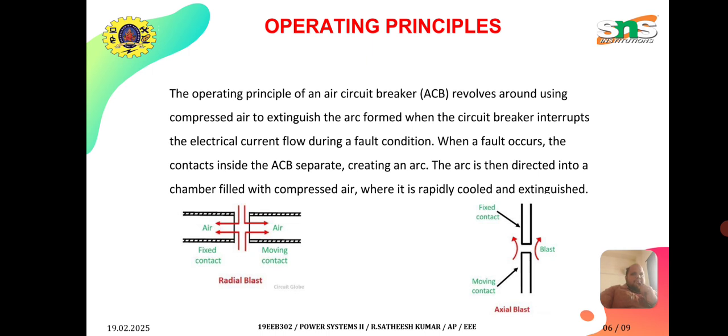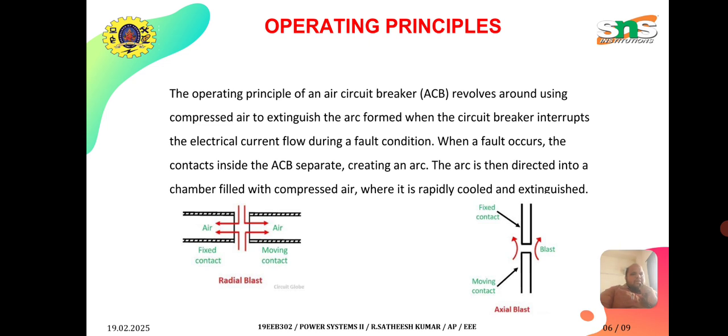So, operating principles. The operating principle of the air circuit breaker, ACB, revolves around using compressed air to extinguish the arc formed when the circuit breaker interrupts the electrical current flowing through a fault condition. When a fault occurs, the contacts inside the air circuit breaker create an arc. The arc is directed towards the chamber filled with compressed air, where it is rapidly cooled and extinguished. So when we light a matchstick, if you blow air, it automatically gets suppressed. That is the principle happening here.